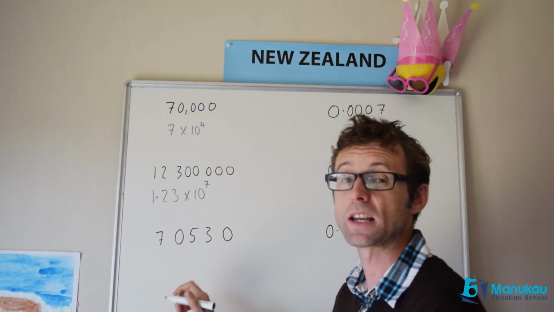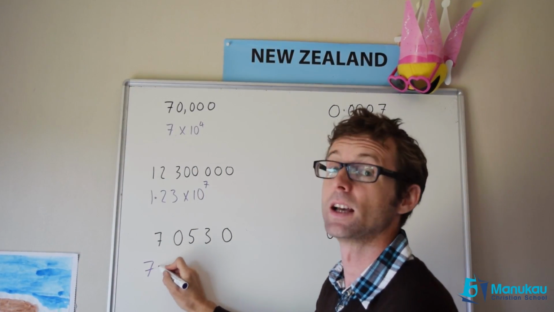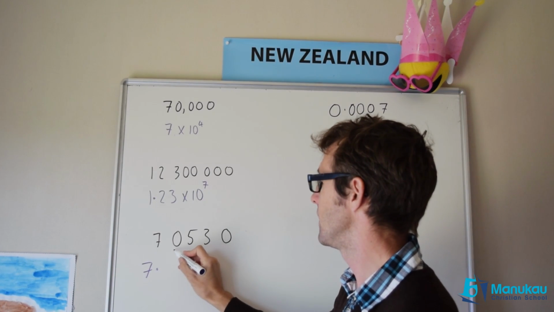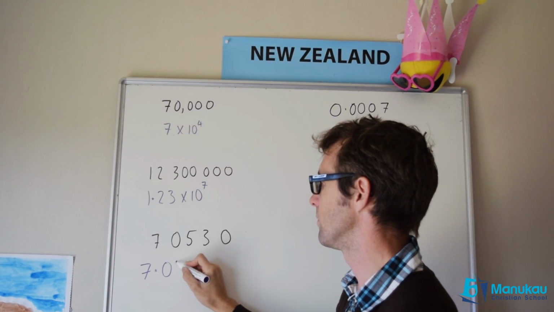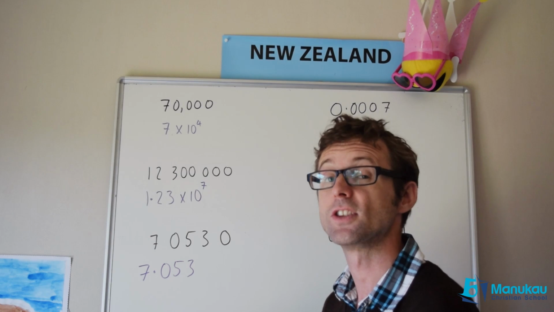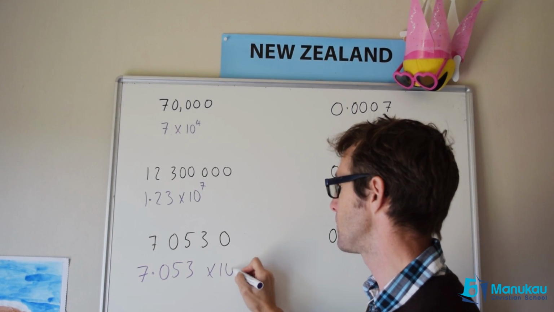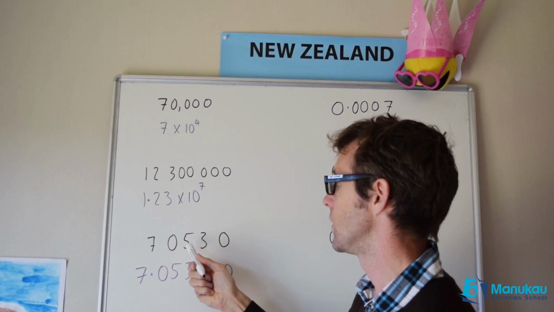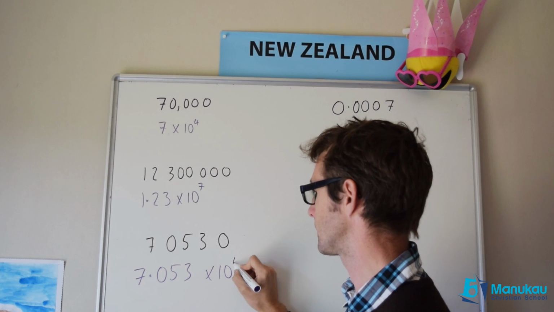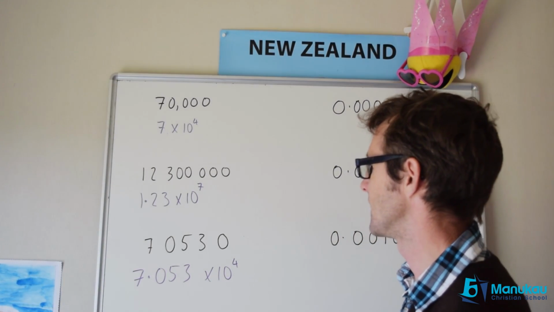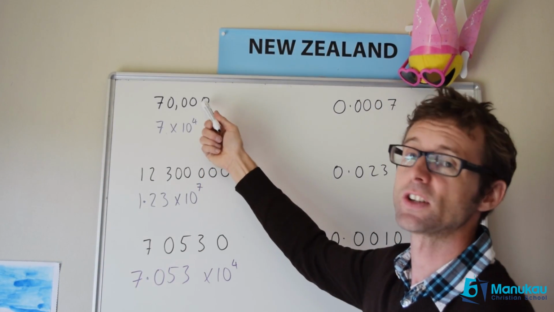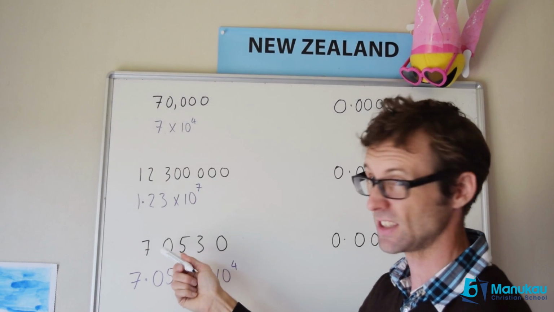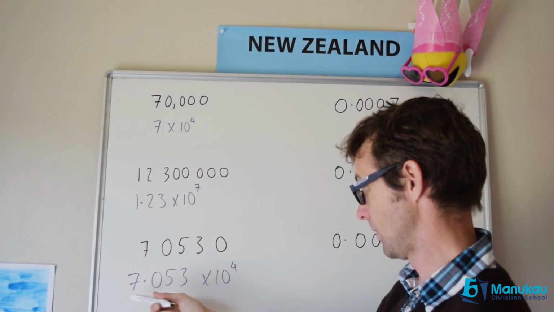Let's try this last one here. 7 decimal point, and then you go all the way along till you've used up all of your non-zero digits, times 10 to the power of 1, 2, 3, 4. Does this make sense? Yes, again, it's very similar to the 70,000 we did here. This is 70,530. So yes, that makes sense.